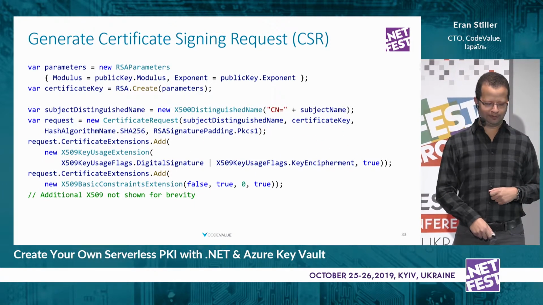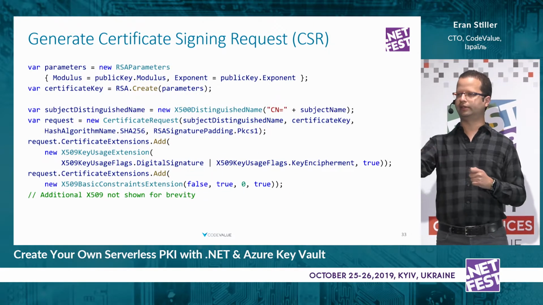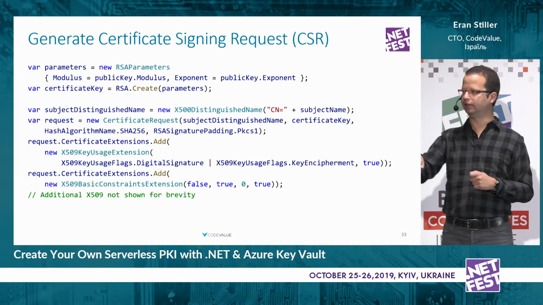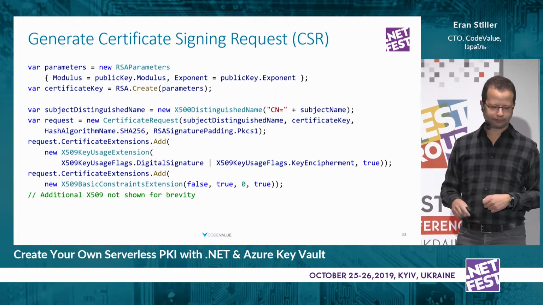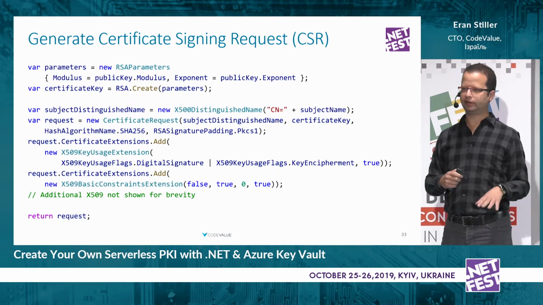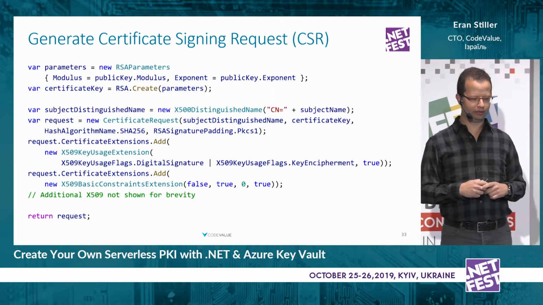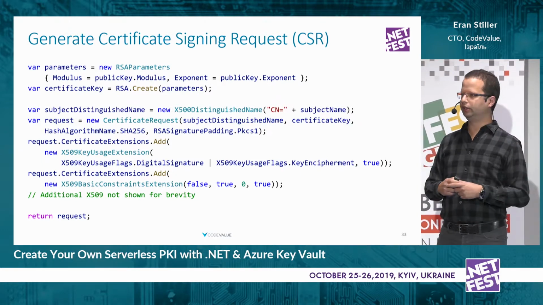And note this time, the false here says that this is not a root certificate. This is not supposed to sign other certificates. This is a node certificate, a leaf certificate. Then we return the request. So we have a certificate signing request. So far, this is all pure .NET, System.Security.Cryptography. Now we need to sign it with the root key in Key Vault.